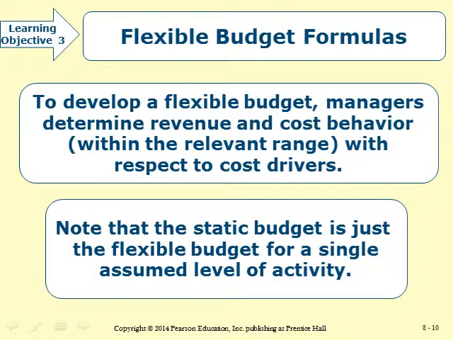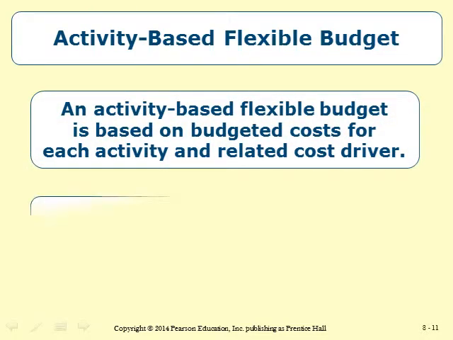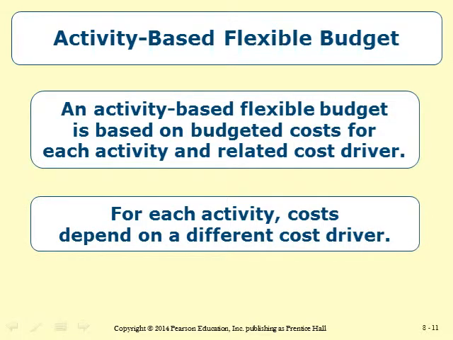To develop a flexible budget, managers use flexible budget formulas that describe revenue and cost behavior with respect to appropriate cost drivers. The cost functions are examples of flexible budget formulas. The flexible budget incorporates effects of changes in activity on each revenue and cost. Note that the static budget is just a flexible budget for a single assumed level of activity. A company that has an activity-based costing system with multiple cost drivers will prepare an activity-based flexible budget by budgeting costs for each activity using the related cost driver.